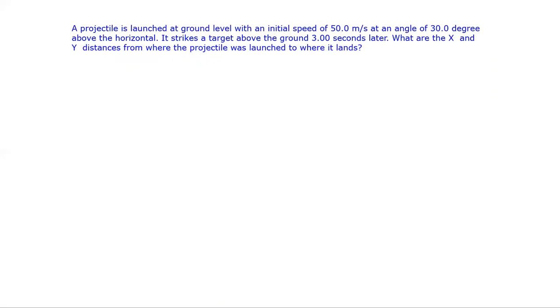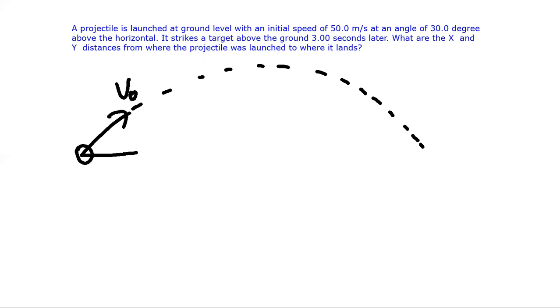Now we have a situation where an object is launched with both x and y velocity. That's the initial velocity, but because this velocity has an angle of 30 degrees, it's going to start out with 2 components, one in the x direction, one in the y direction. Okay?